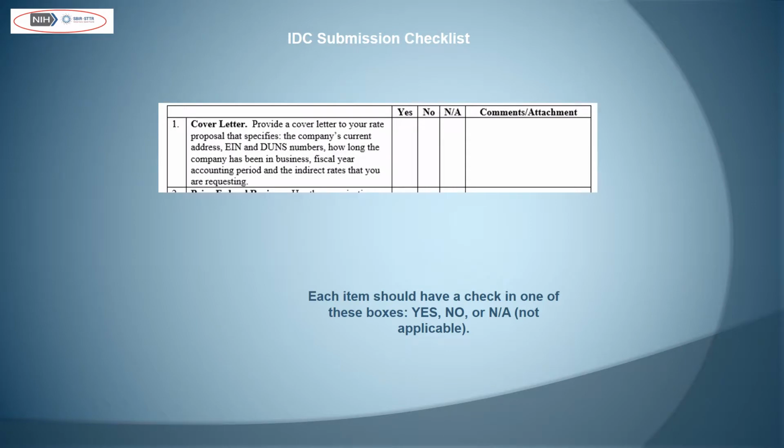There are currently 23 items on the checklist, so take them one at a time. Notice there are 6 columns for each item. Number 1, the item number. Second column is the item question or description. The third column is for yes. The fourth column for no. Fifth column for NA or non-applicable. And the sixth column is for comments or attachments.